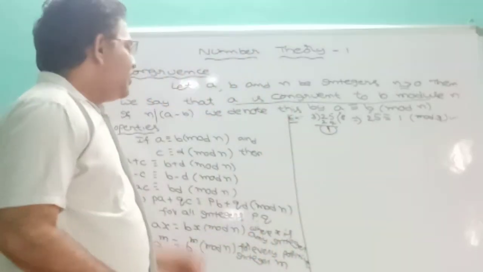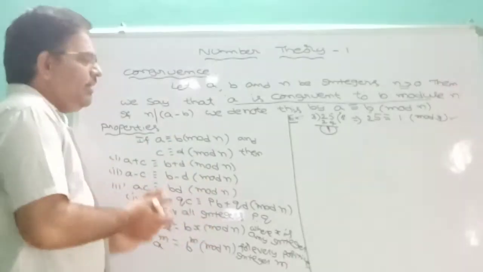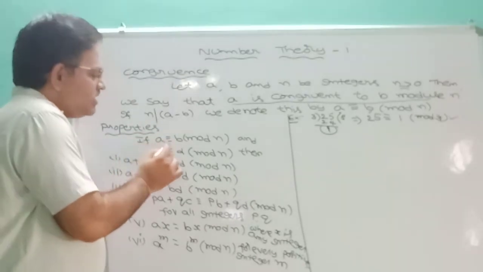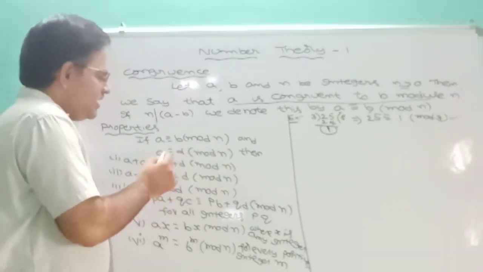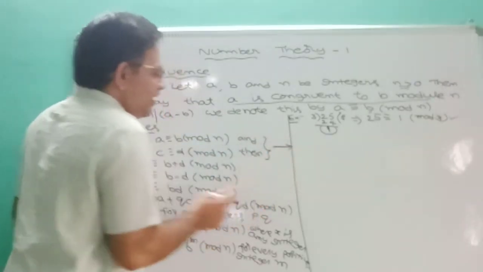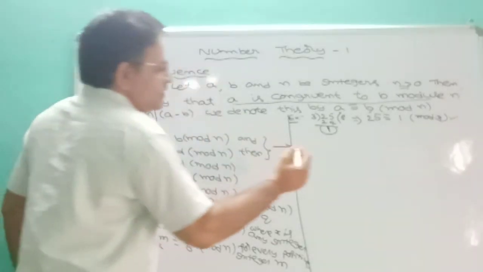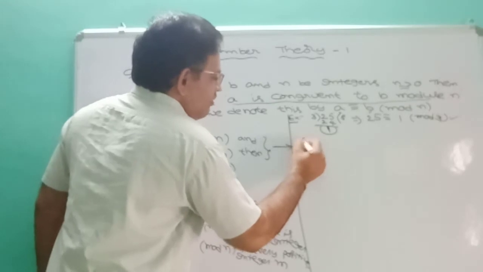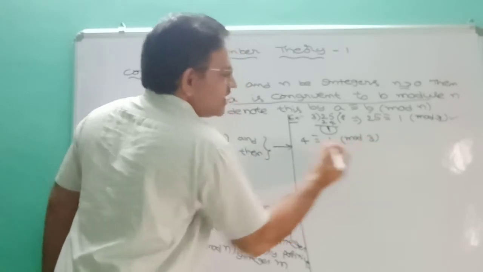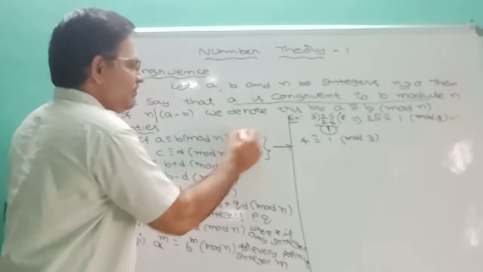Now, what are the properties of congruence? Here I am explaining the properties. First, if a is congruent to b mod n and c is congruent to d mod n, I will take two congruence steps. What steps am I writing? 4 is congruent to 1 mod 3. Is it correct or not? 4 minus 1 is 3, and 3 is divisible by 3. So this is the first one.